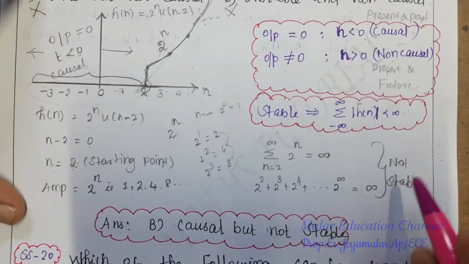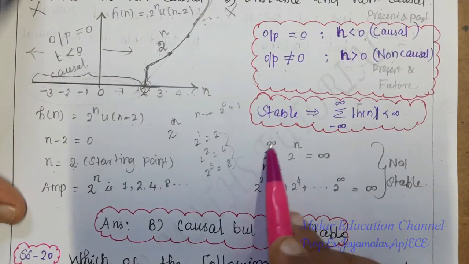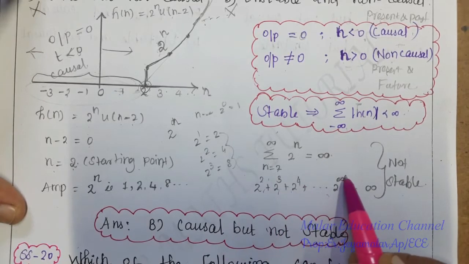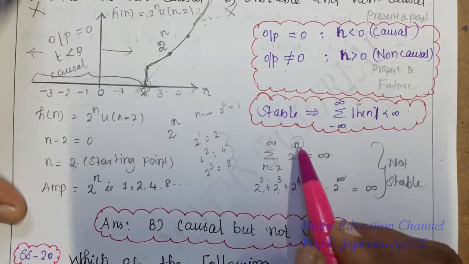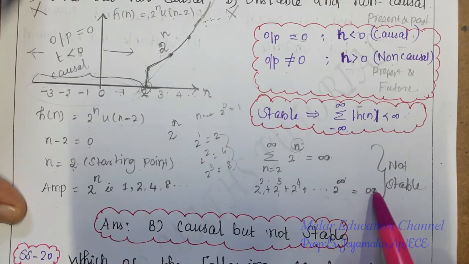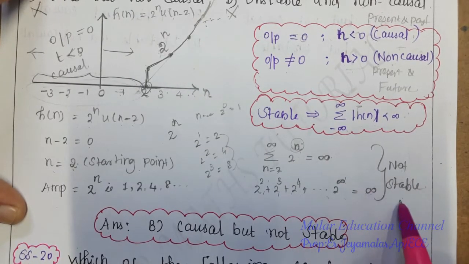Why is it not stable? See, the summation from 2 to infinity of 2 power n equals infinity. That's 2 power 2, 2 power 3, 2 power 4, going on to infinity because there is no limit. When we substitute infinity, 2 power infinity is infinity. This is the answer, so this is for not stable.